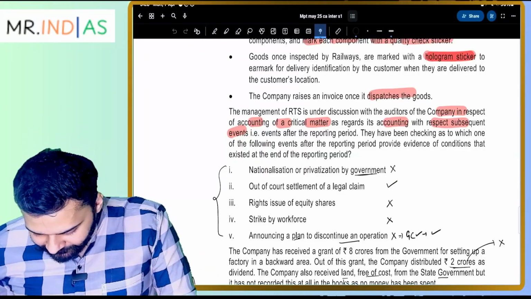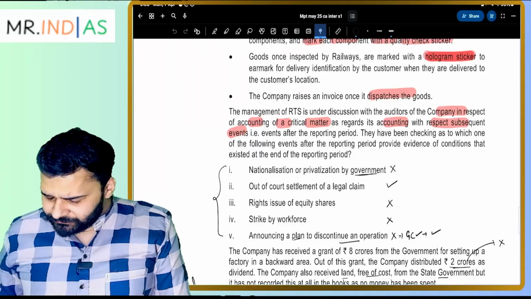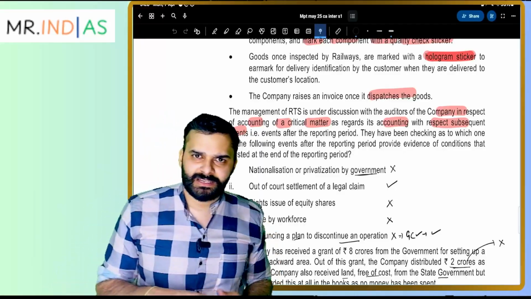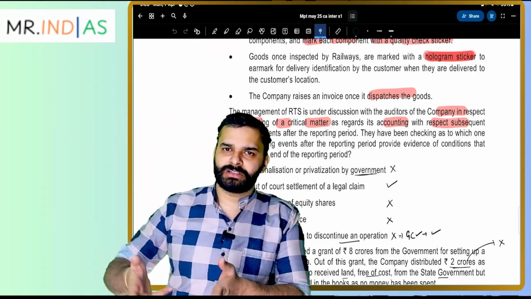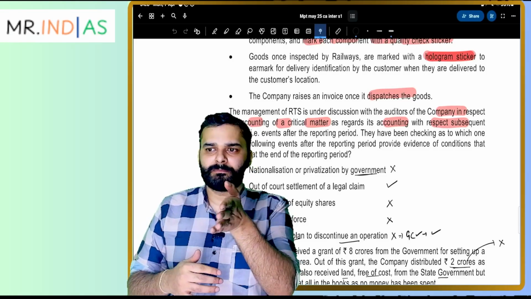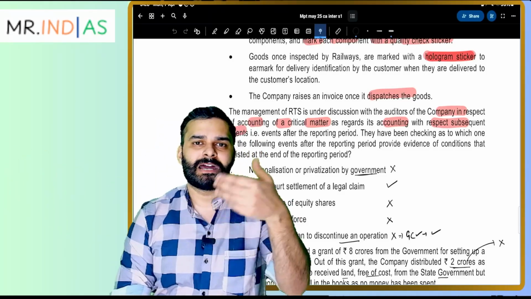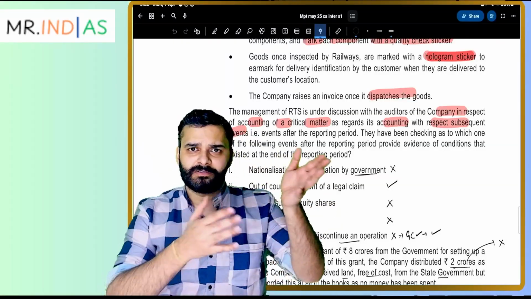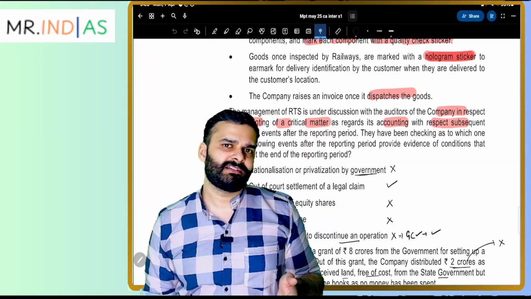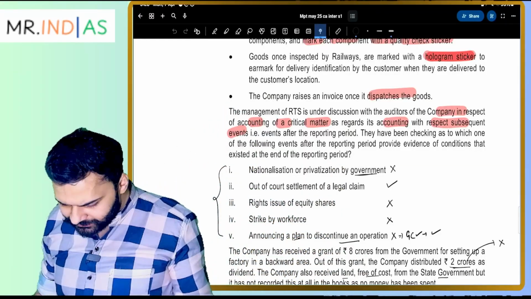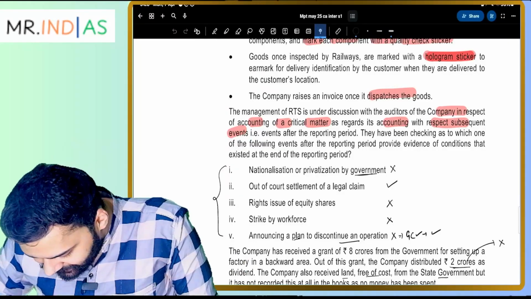So the very first point is nationalization or privatization by the government. If the government nationalizes or privatizes the railway sector, it doesn't affect your company at all. It is not an event occurring after the balance sheet date. For example, 31st March is there and the government on 5th April privatizes the railway sector. It doesn't affect you. It doesn't give evidence that these conditions existed at the balance sheet date, or if it existed, then you have not accounted for it and you are not required to. Out of court settlement of a legal claim.